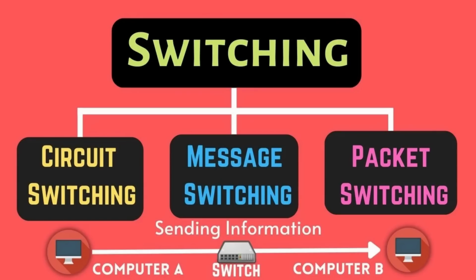The third point is independent routing. The packets are routed independently through the network based on the available paths and network conditions. The fourth point is reassembly. At the destination, the packets are received and reassembled in the correct order to reconstruct the original data.